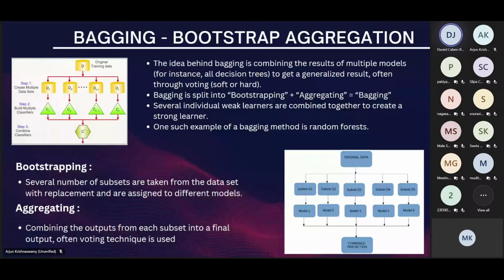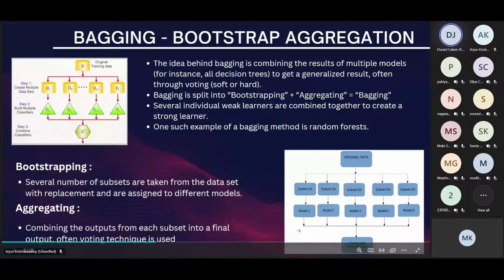Now aggregating, as you guys would have guessed by now, is going to be the simple act of combining the outputs of the individual models. So there are two different images available on the screen right now. If you look at the second one, which is to the bottom right corner, we have, let's say, five subsets, and we are going to assign them to five individual models, and we are going to get five different outputs.